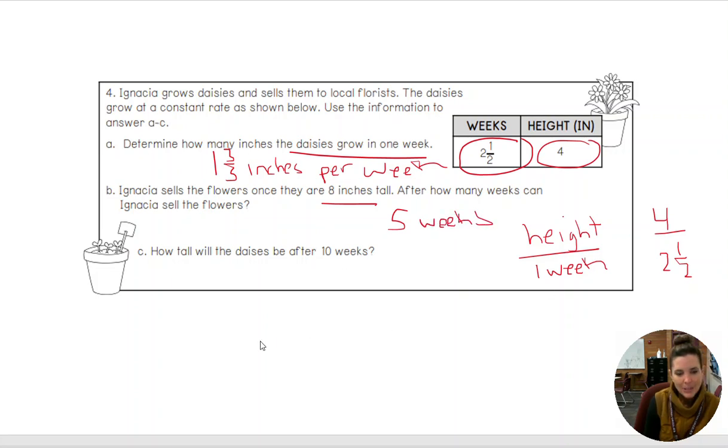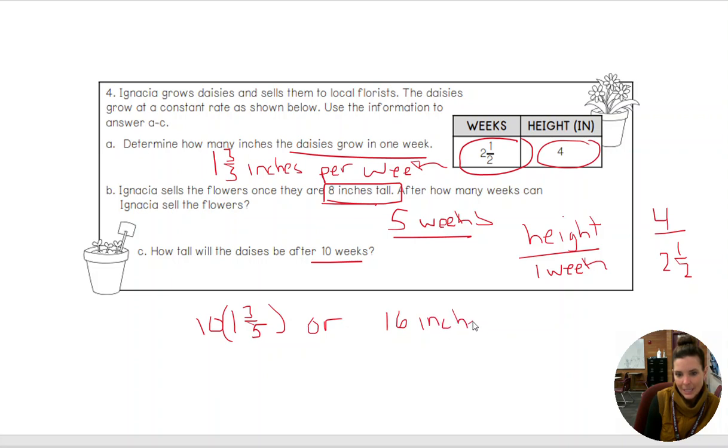And then the last part of this question, how tall will the daisies be after 10 weeks? So there are 2 different ways we could do this. We could say 1 3/5 inches per week times by 10, okay? Or we could say, well, if they're 8 inches tall after 5 weeks, and we want to know how tall they'll be after 10 weeks, we could just double that, and we can say 16 inches tall.